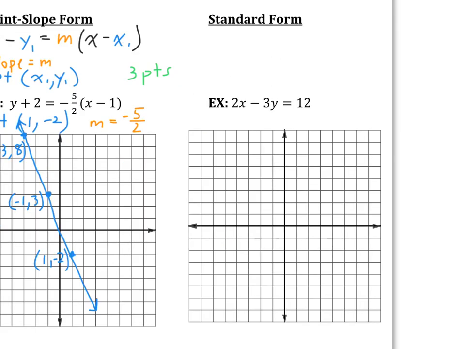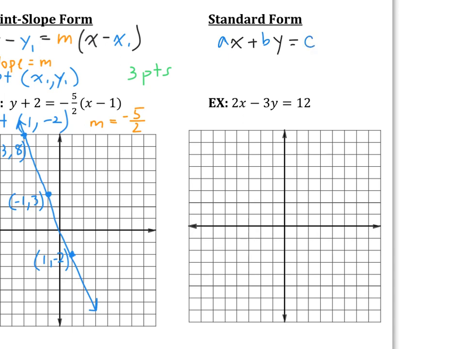The last form we're going to talk about is standard form. Now this is kind of a special case when we're graphing. We only need to graph 2 points. So our standard form of an equation, it's not really straightforward what the slope is or what another point is without doing some manipulation. So our standard form is in the form ax plus by equals some constant c.